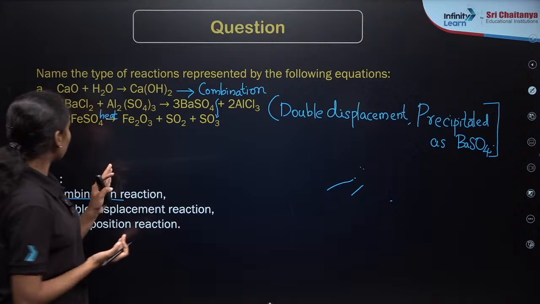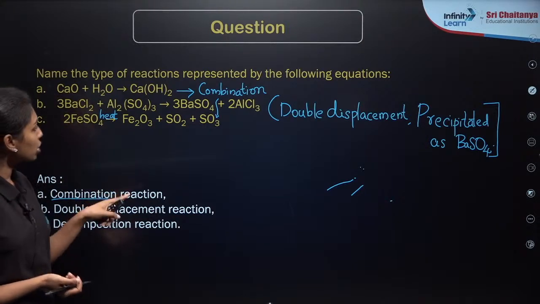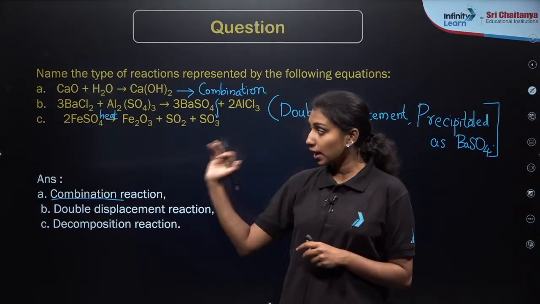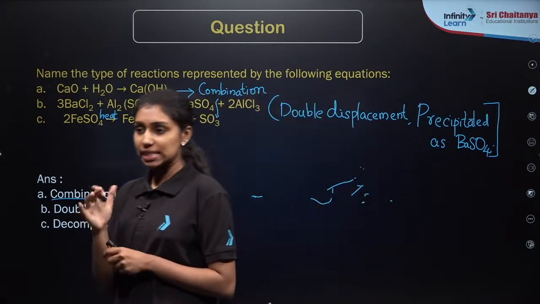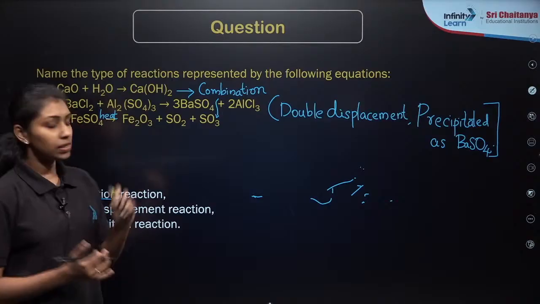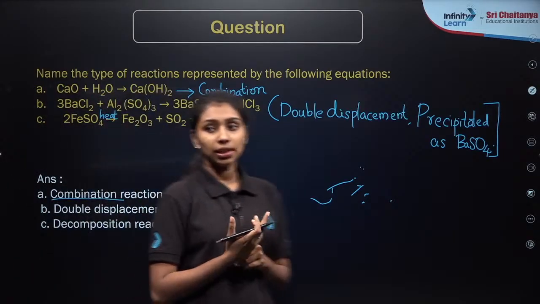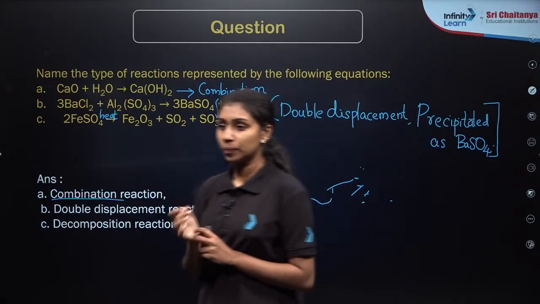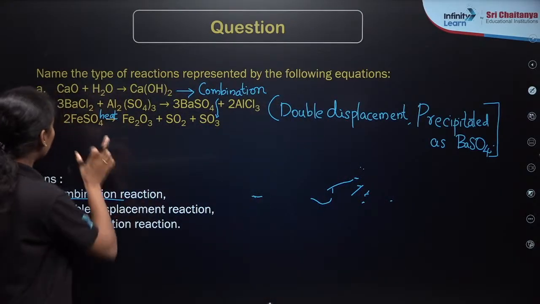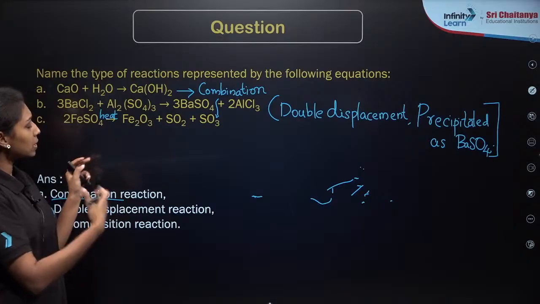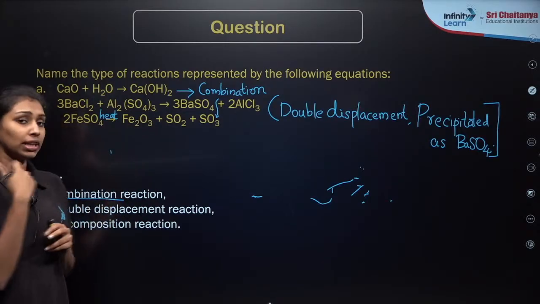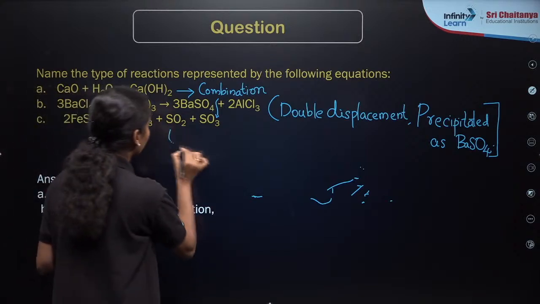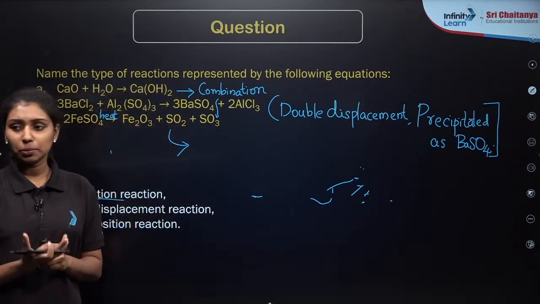Then what about the case of the next one? FeSO4 gives Fe2O3 plus SO2 plus SO3. Here we will be heating the substance. We cannot say whether it is heat liberating or heat absorbing. We can say that this is the decomposition reaction, right? What is the meaning of decomposition reaction? A single reactant will be dissociated into two or more products, right? So here one FeSO4 will be decomposed to form Fe2O3, SO2 and SO3, more than 2 products. So this one is a decomposition reaction. We cannot predict it as exothermic or endothermic in terms of temperature.